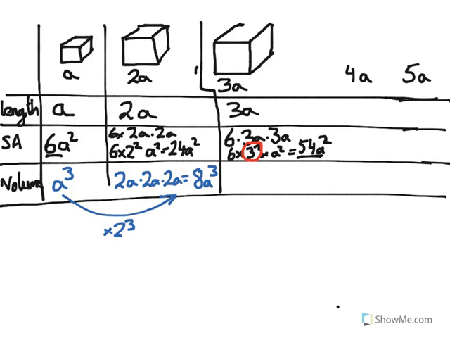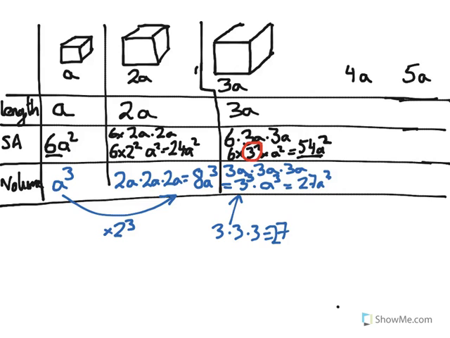What about the volume then? Well, the volume of our cube would be 3 lots of A times 3 lots of A times 3 lots of A, which is the same as 3 times 3 times 3, which is 3 cubed, times A cubed. 3 cubed is 3 times 3 times 3, which is 27, and A cubed. So this ends up being 27A cubed. So when we triple the length of one side, we actually get 27 times larger volume.